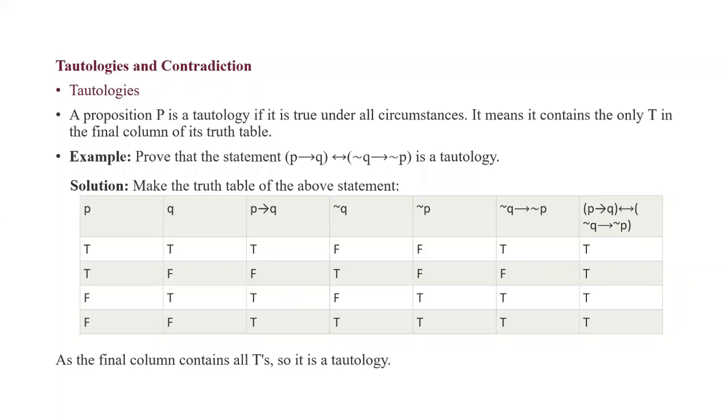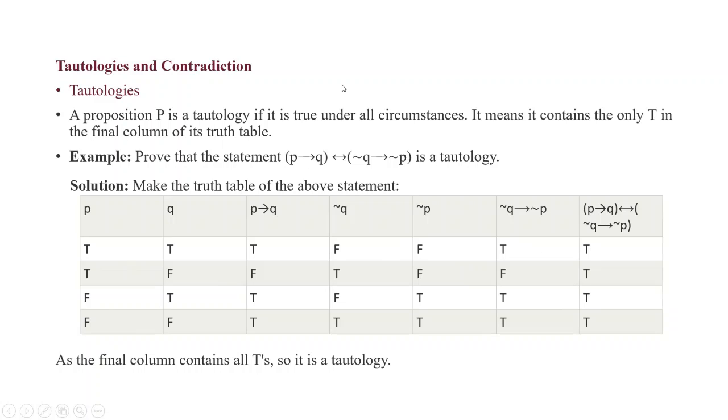Next, tautology and contradiction. What is a tautology? A proposition is a tautology if it is true under all circumstances. It means it contains only T in the final column of its truth table. This is an example: we have to prove whether the statement if P then Q is biconditional with if negation Q then negation P is a tautology. This is the truth table for this statement.